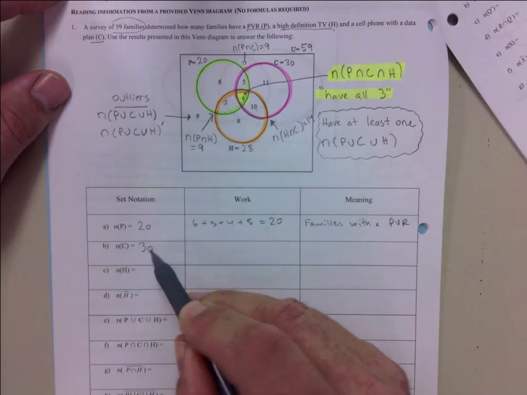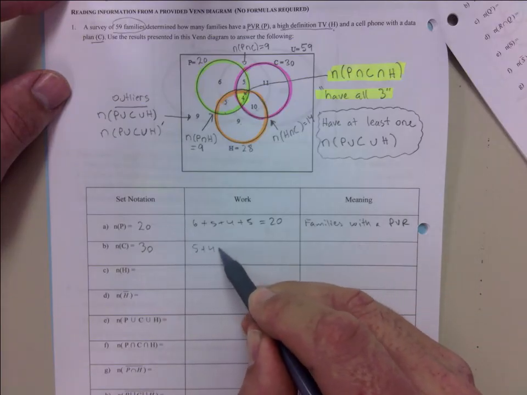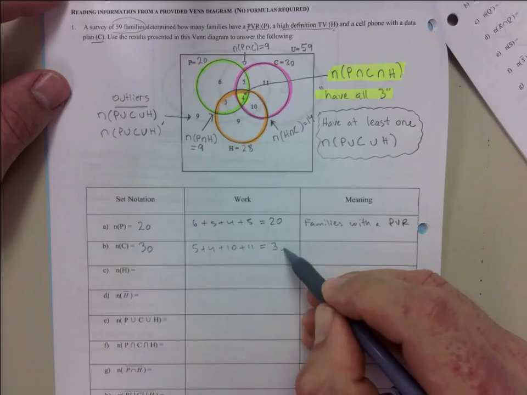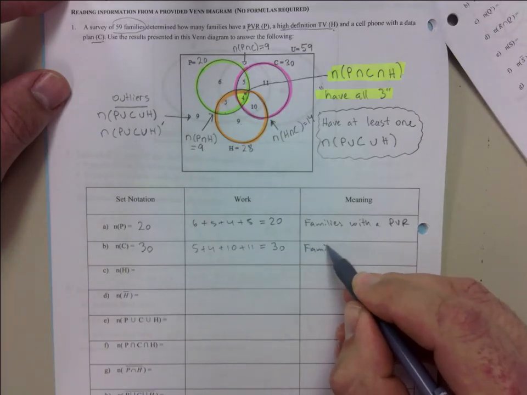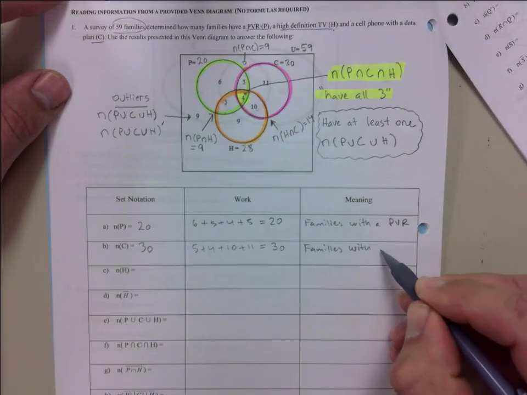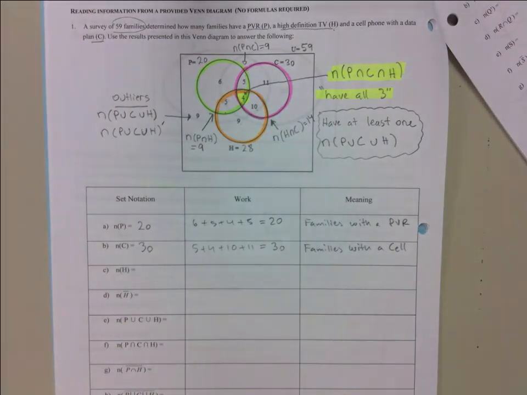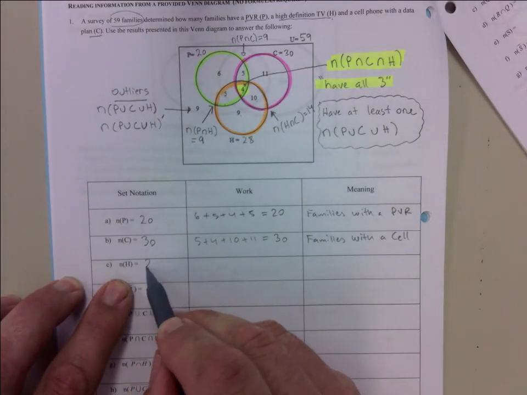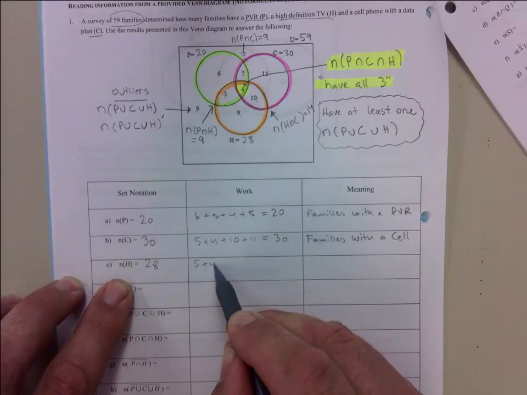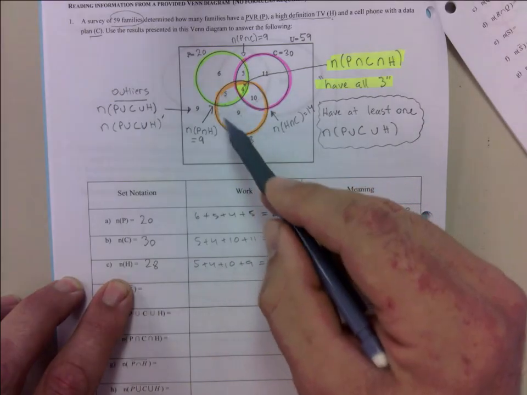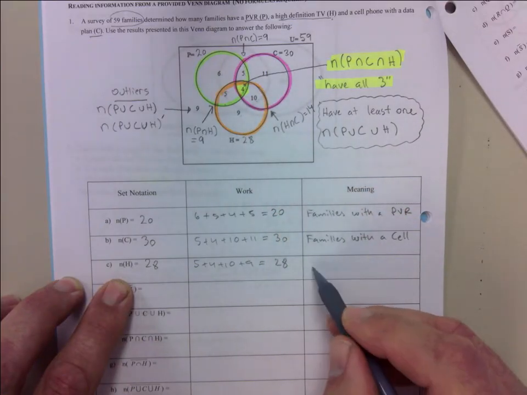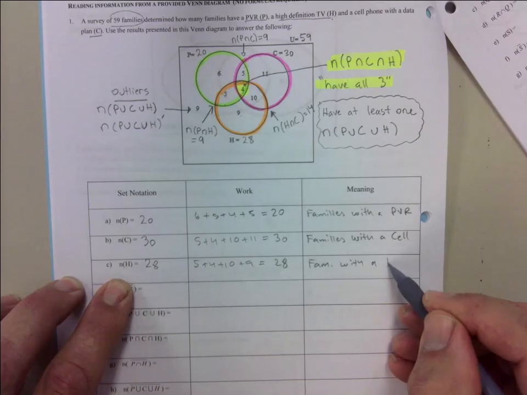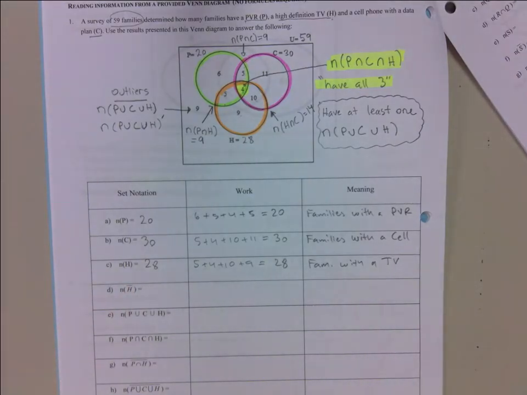N of C is 30. The work is 5 plus 4 plus 10 plus 11. So basically just add up everything that's in that section, and I got 30. Families with a cell. Okay, I'm just going to shorten that. H is 28. It's 5 plus 4 plus 10 plus 9. So it's everything in H. It's 28. Families with a TV. Basically what that is.